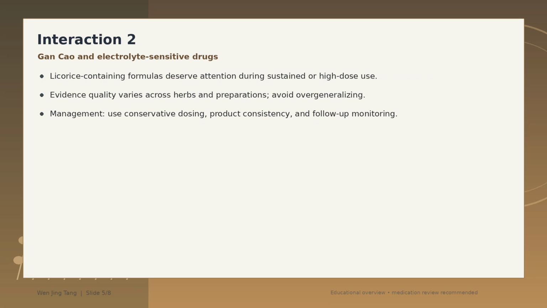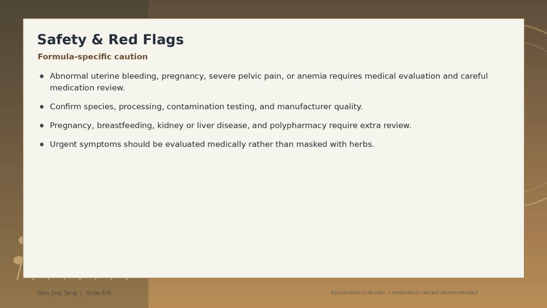The quality of evidence for herb-drug interactions ranges from pharmacology and case reports to controlled human data, and that evidence is uneven. Therefore, distinguish a proven contraindication from a plausible additive effect, and use monitoring where the uncertainty is clinically meaningful. Safety summary: abnormal uterine bleeding, pregnancy, severe pelvic pain, or anemia requires medical evaluation and careful medication review.